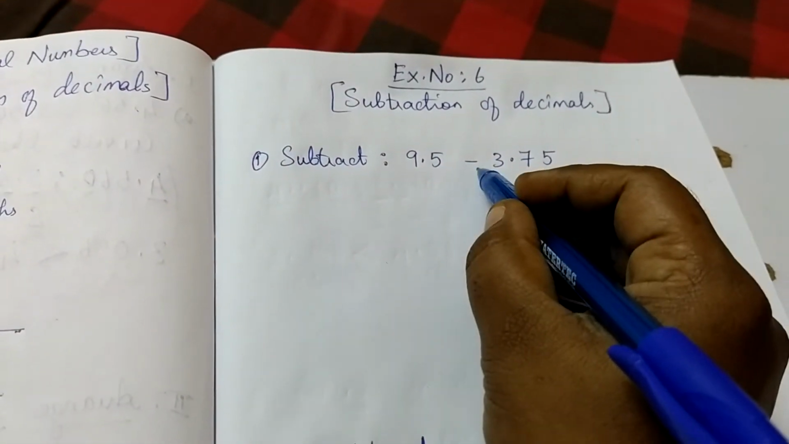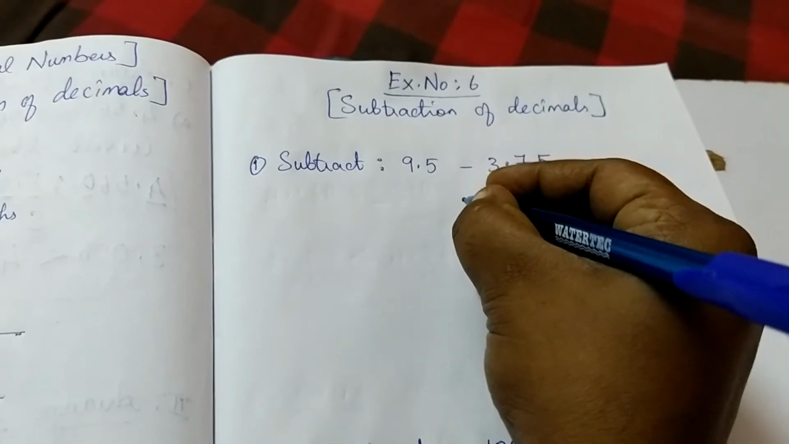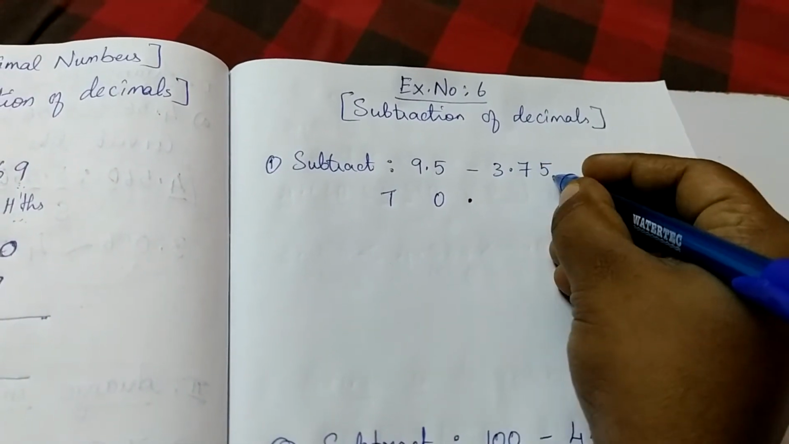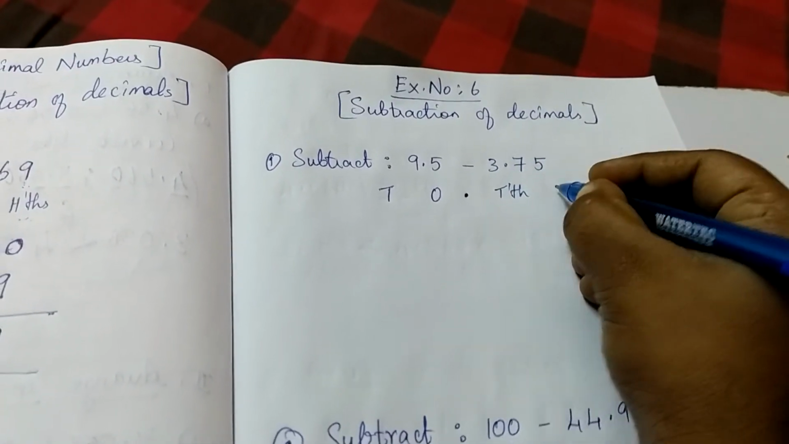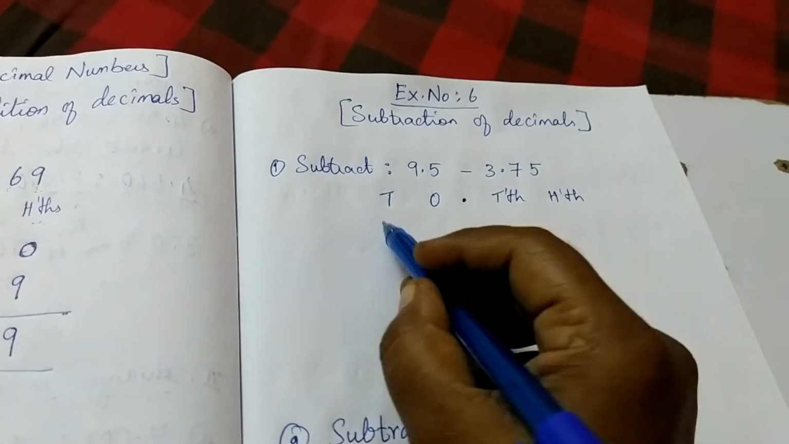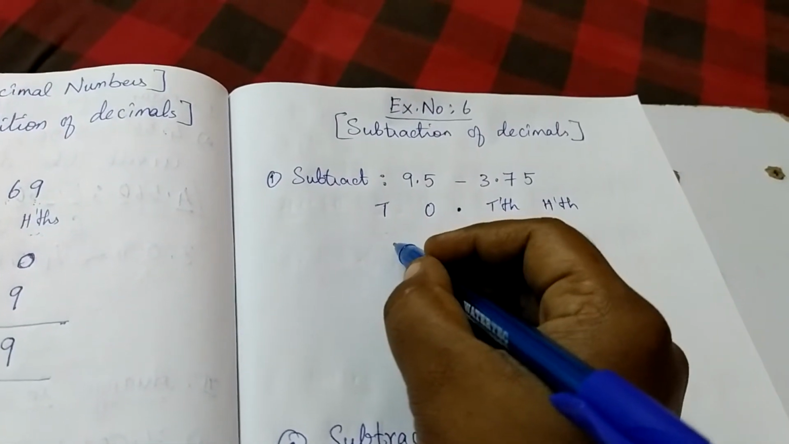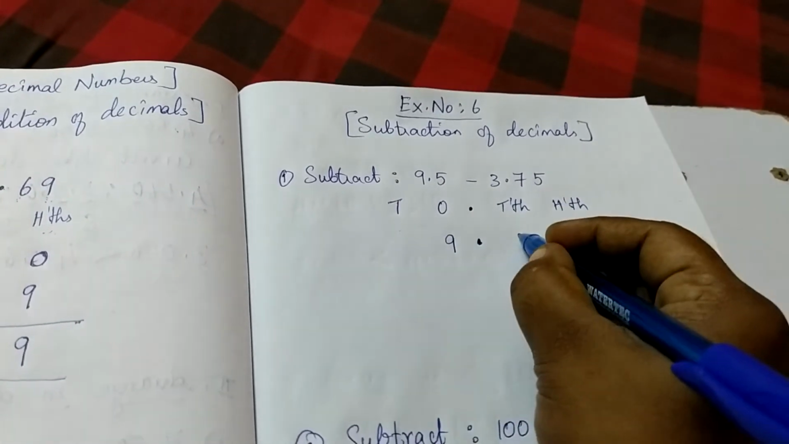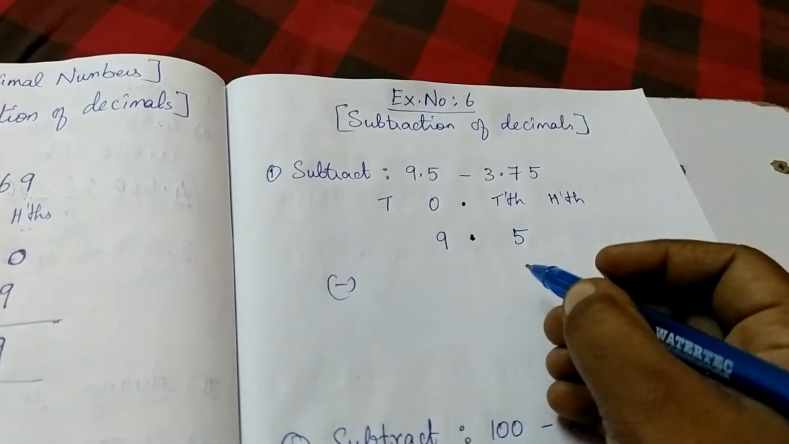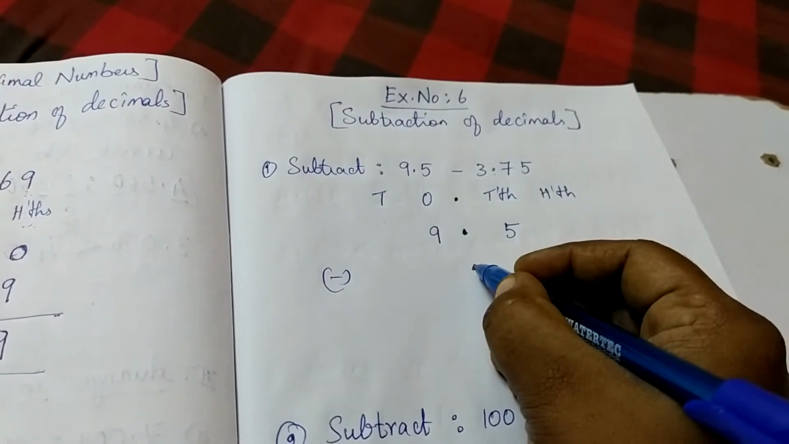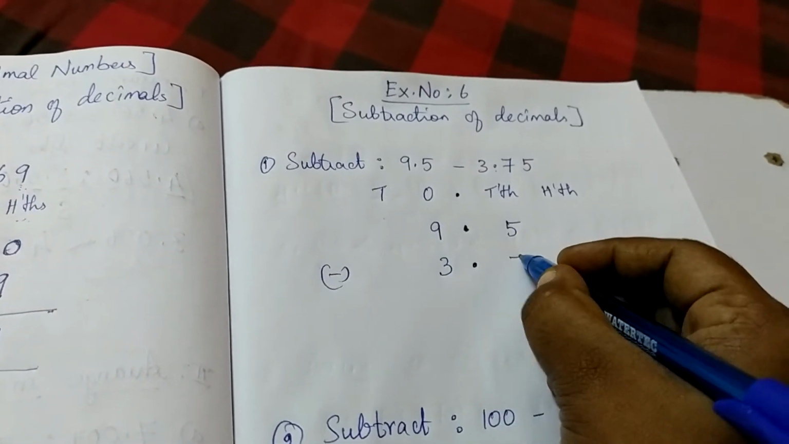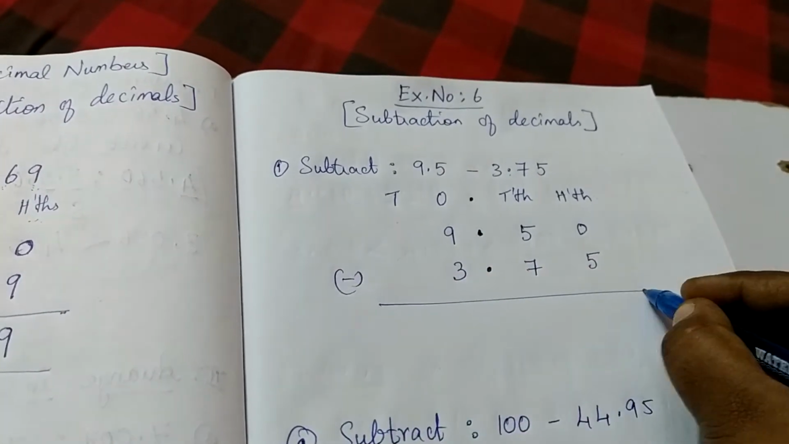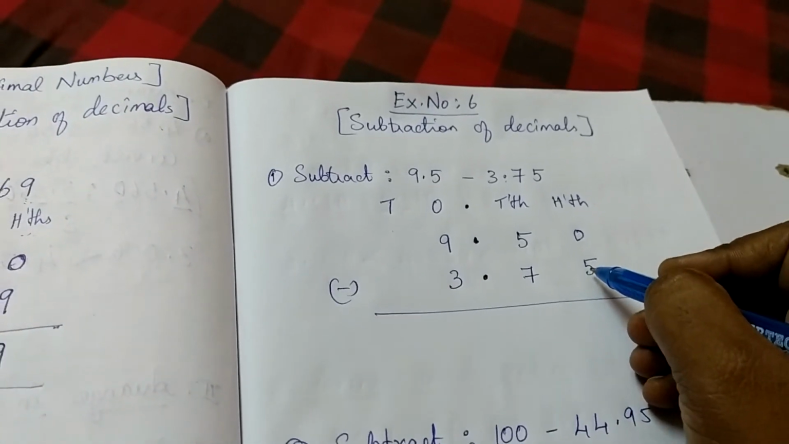Now we will see subtraction of decimals. Here 9.5 minus 3.75. I am going to write it fast. Ones, tens. After decimal, two place values, tenths, hundredths. Leave some space after writing the place values. Decimal place: 9, after decimal 5, minus before decimal 3, after decimal 7, 5. Here I am going to give 0.